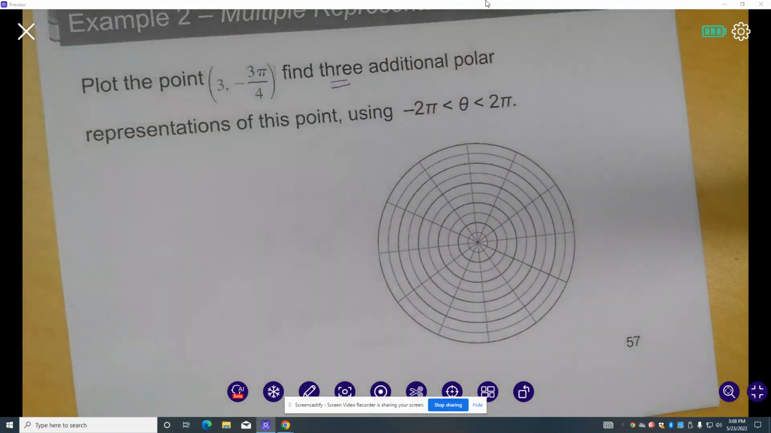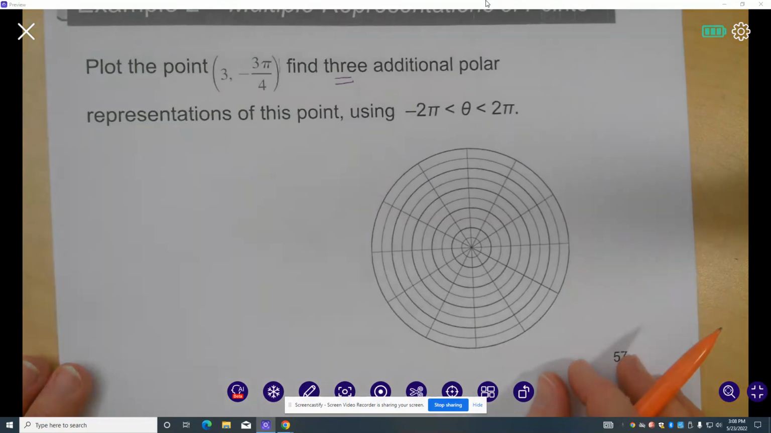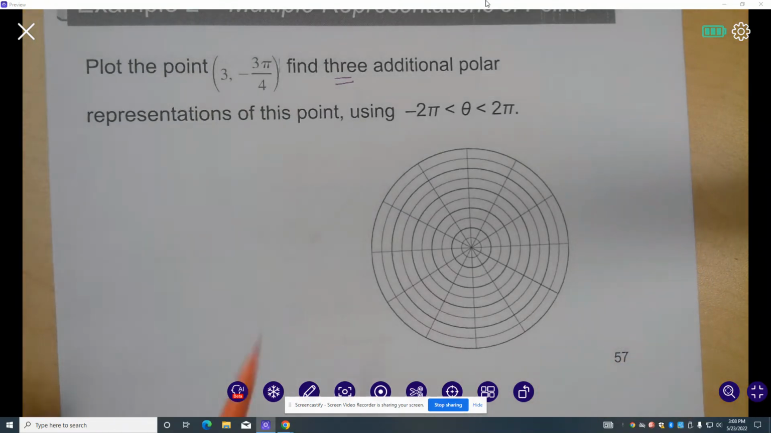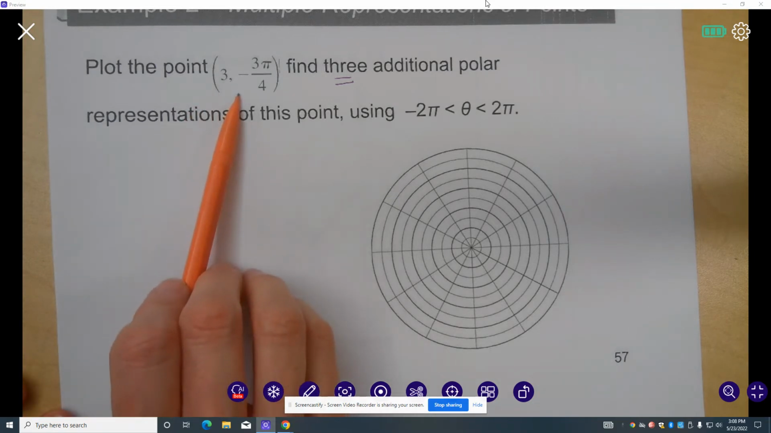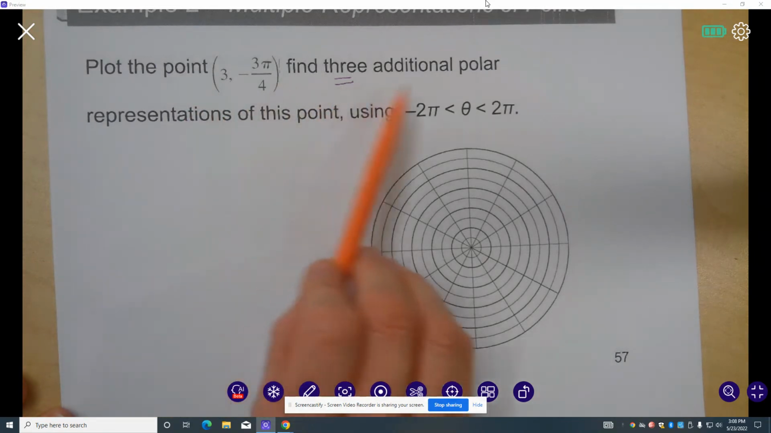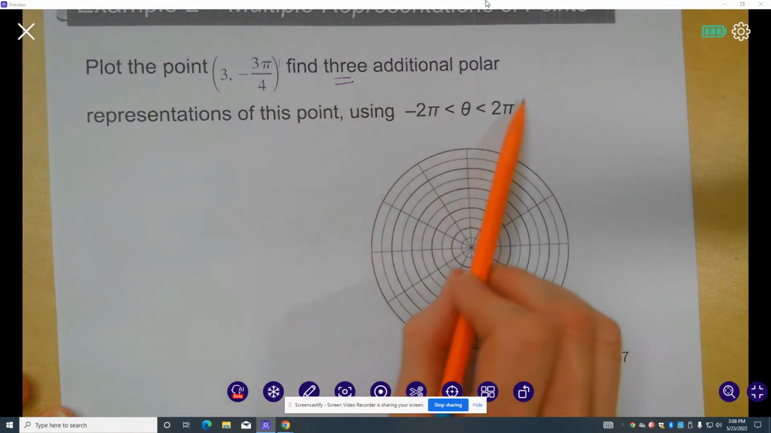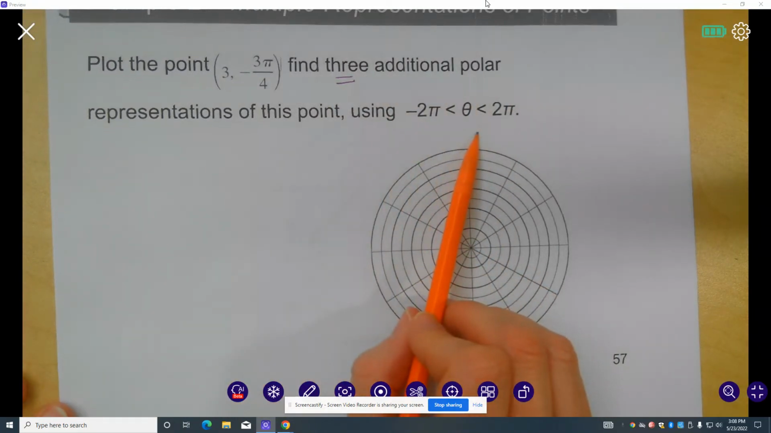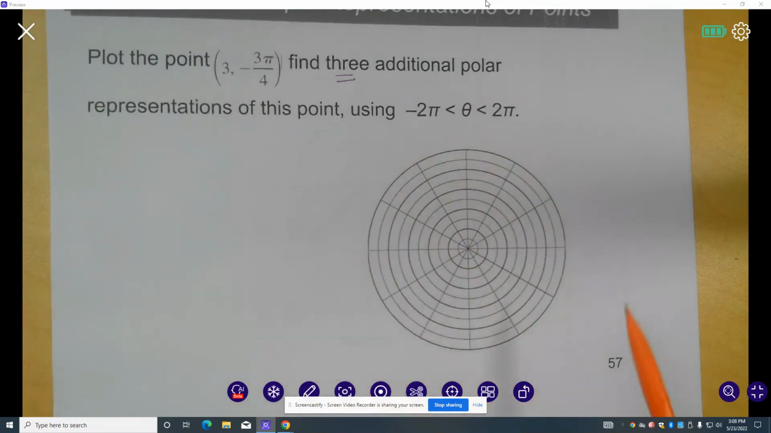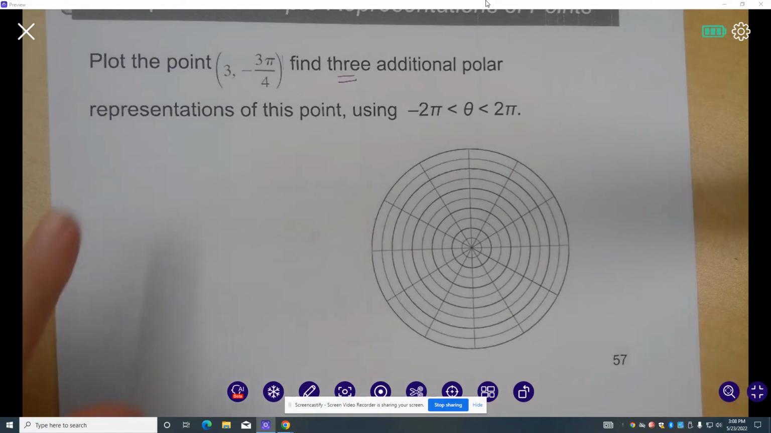It's not as bad as it sounds when you look at those definitions. And when we try one, you'll kind of see. So the first thing it says is plot this point and then find 3 additional polar representations of the point, basically on the unit circle between negative 2 pi and pi. So I would start out by pausing the video and copying this problem down.